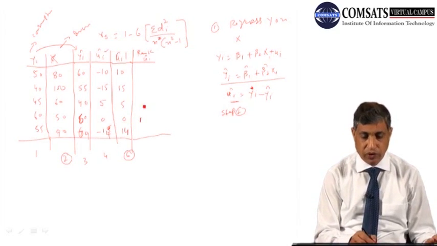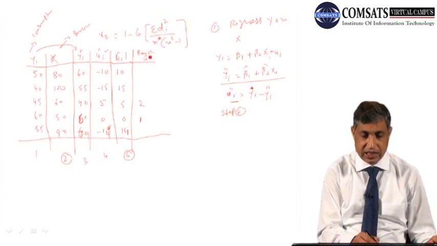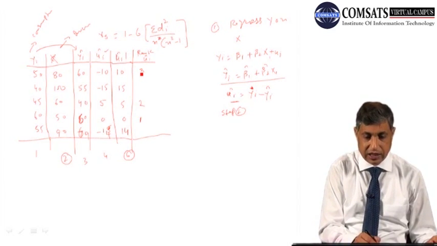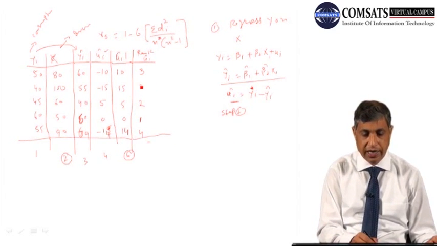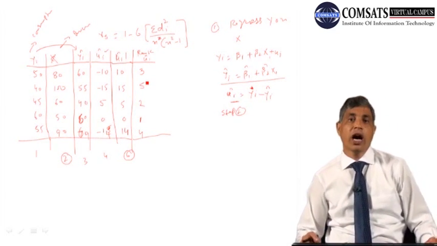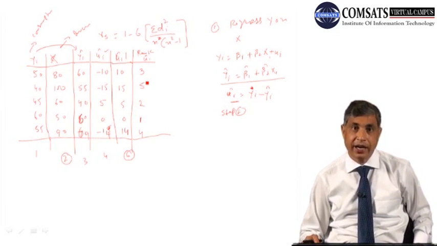And what is the 2? You will immediately come to know that this is getting 2. If you see, this is the 3. This 14 is the 4, and this is the 5. So I have ranked the ui hat according to the ascending order.